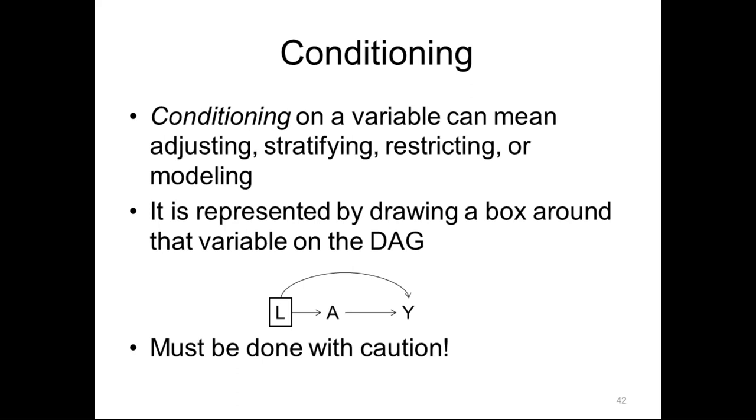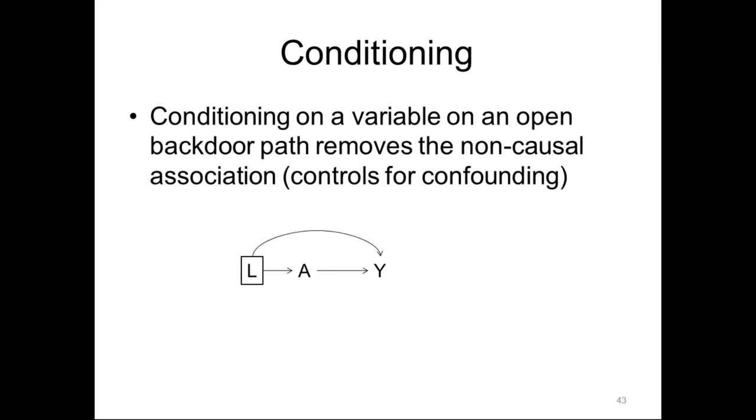However, there are times when it can actually cause problems. Conditioning on a variable on an open backdoor path removes the non-causal association. So we're controlling for confounding here by adjusting for age in this case.